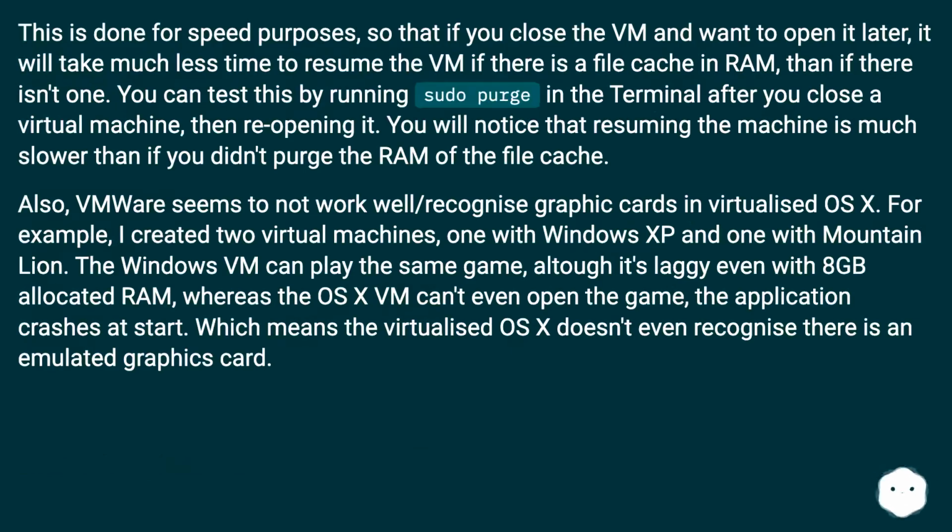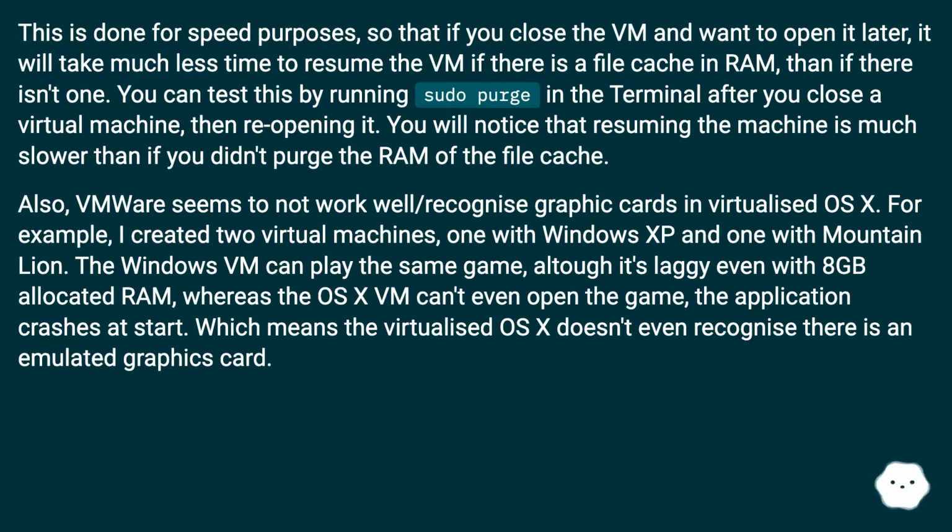This is done for speed purposes, so that if you close the VM and want to open it later, it will take much less time to resume the VM if there is a file cache in RAM than if there isn't one. You can test this by running sudo purge in the terminal after you close a virtual machine, then reopening it. You will notice that resuming the machine is much slower than if you didn't purge the RAM of the file cache. Also, VMware seems to not work well / recognize graphic cards in virtualized OS X.